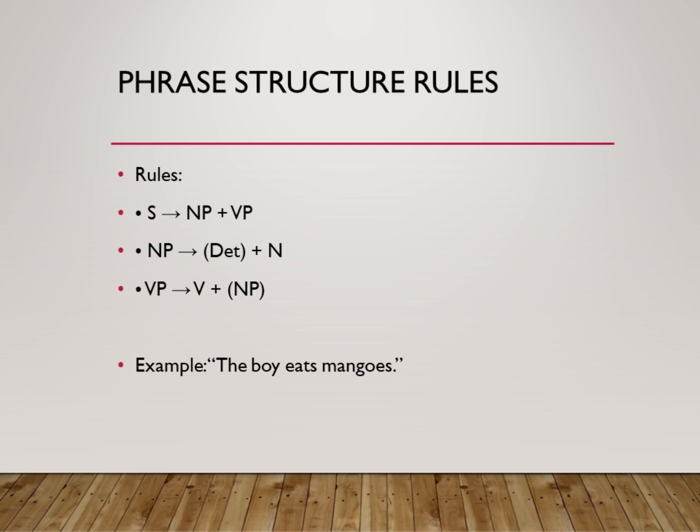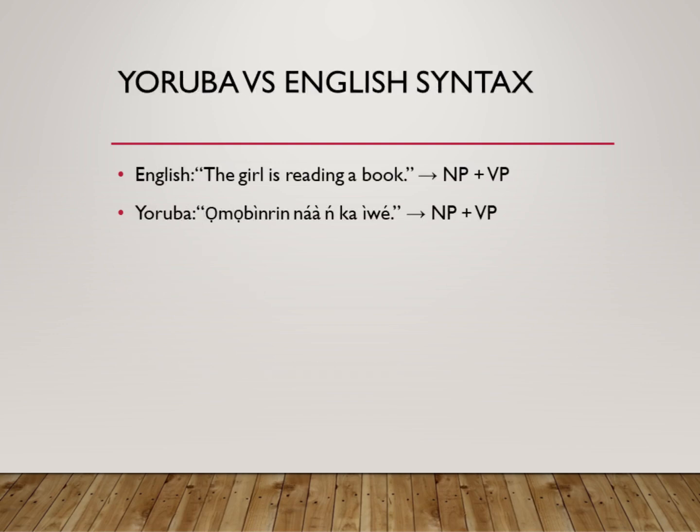Now, let's take one of the languages in Africa, the Yoruba language, versus English syntax. Let's make some comparison in syntax using these two languages. Let's compare English and Yoruba. In English, we say the girl is reading a book. This follows the NP, which is noun phrase, plus VP, which is verb phrase structure.